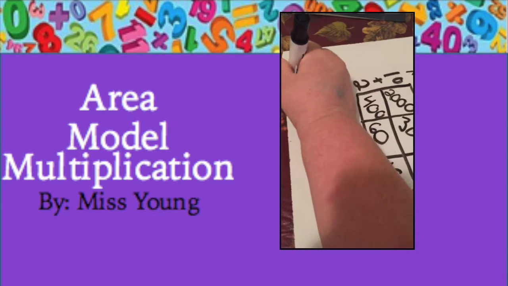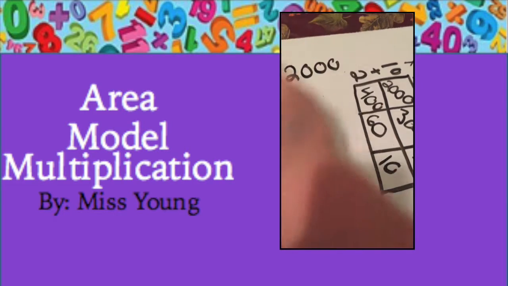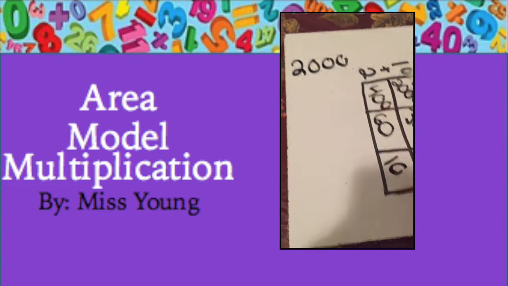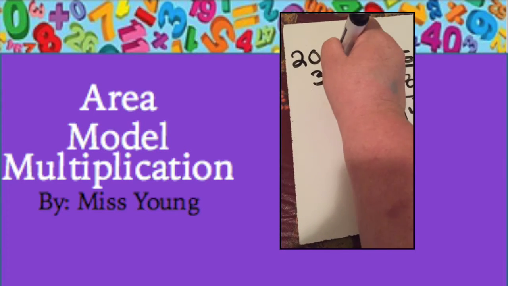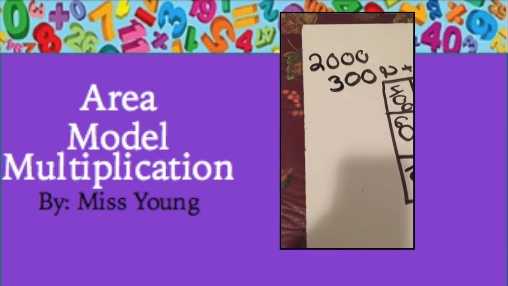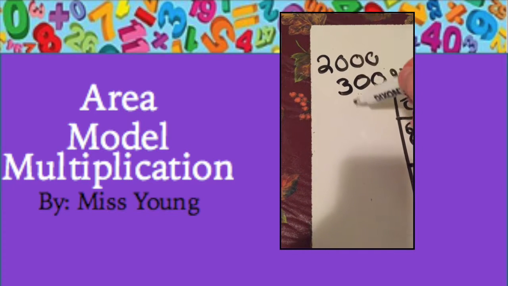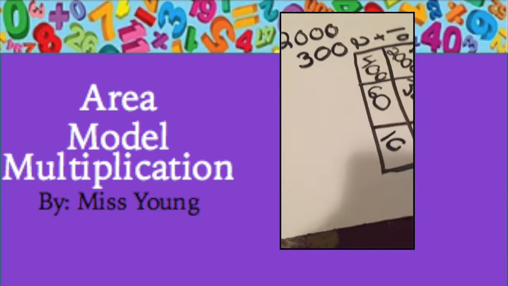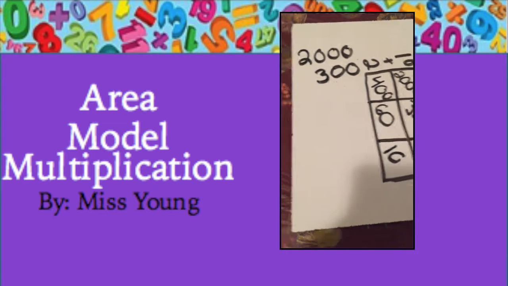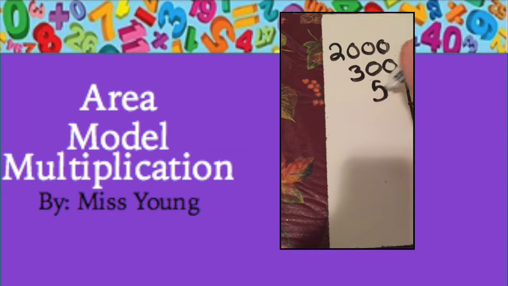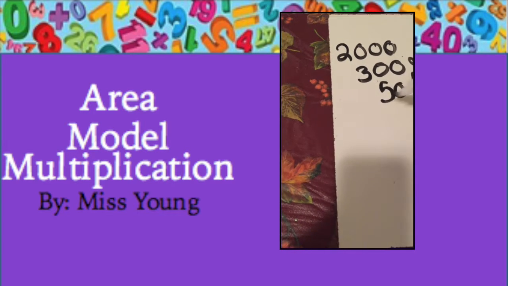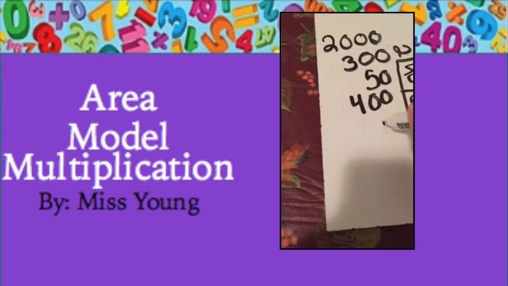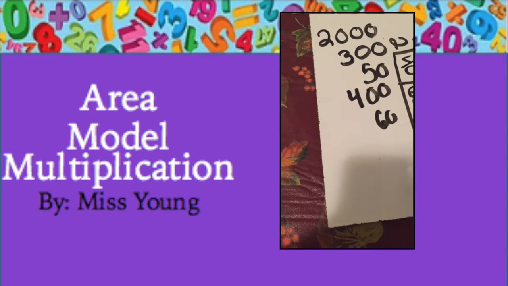And I'm going to have 2,000 plus, so 2,000 done, 300. And I'm going to make sure that all of my place values are lined up. My ones, my tens, my hundreds, my thousands. So then I have 50, 400, 60, and 10.